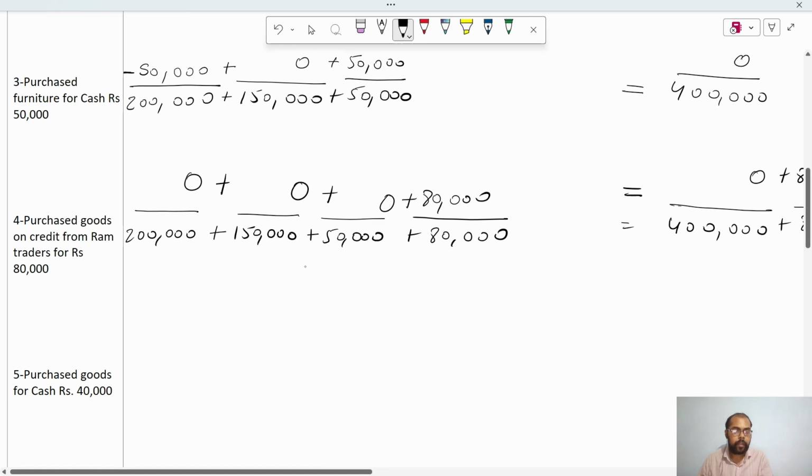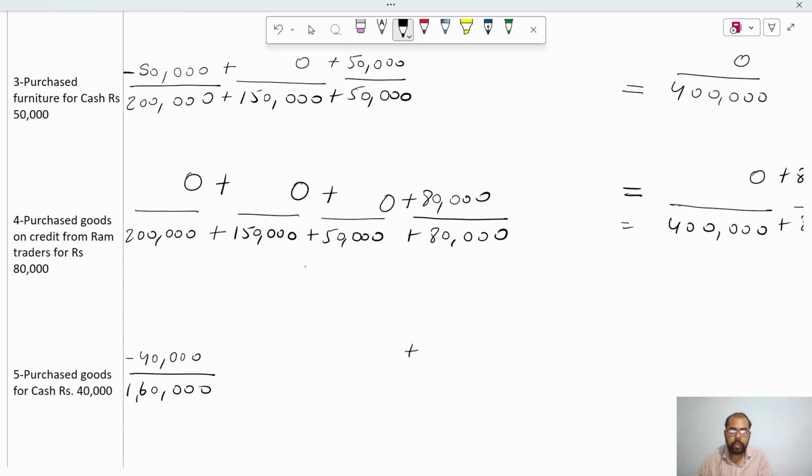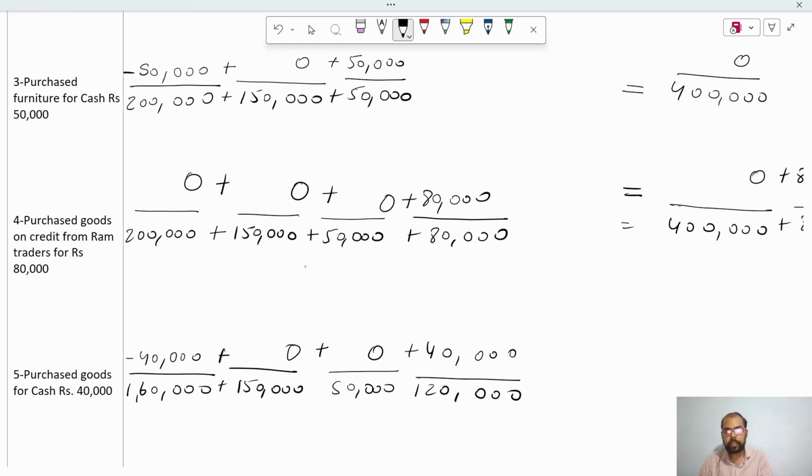Okay, so if it is purchased for cash, then 40,000 will be deducted from the cash column. Now what is remaining is 1,60,000. Okay, goods are also increasing, so we will add 40,000 in the goods column. Now goods have become 1,20,000. Zero change in case of furniture, zero change in case of bank balance. They will remain same. 1,50,000. Furniture remains at 50,000. Okay.